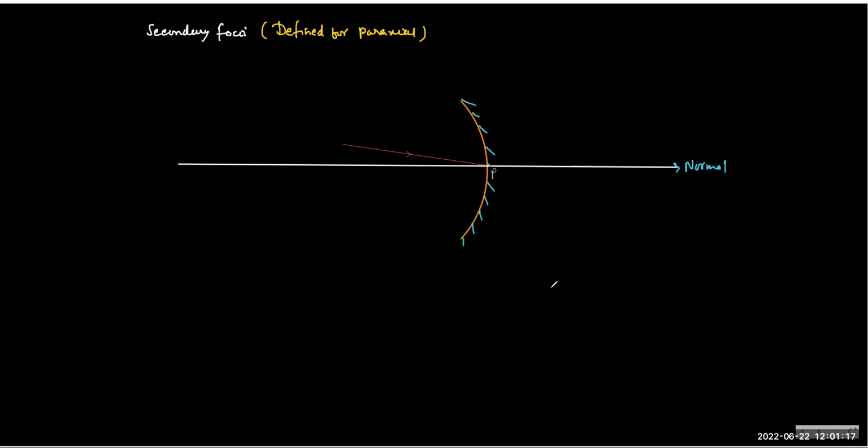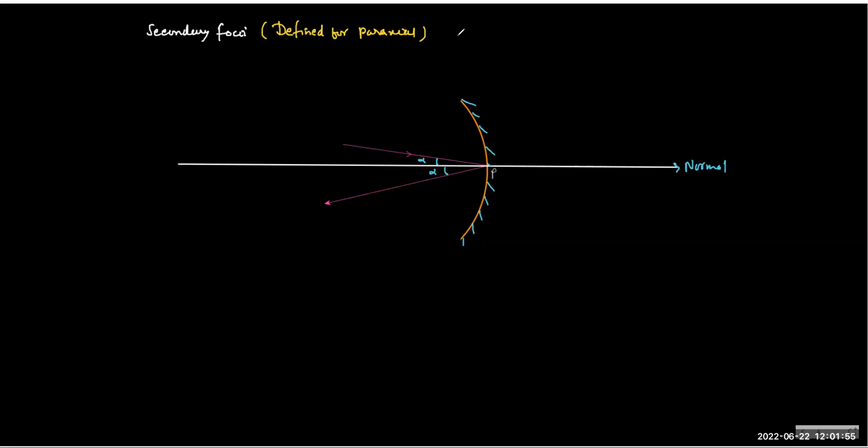And if this is normal, then this is the angle of incidence. Let's call it alpha. So what will be the angle of reflection? The angle of reflection will be the same, alpha, isn't it? If alpha is the angle of incidence, then alpha will be the angle of reflection. Is this clear, guys?